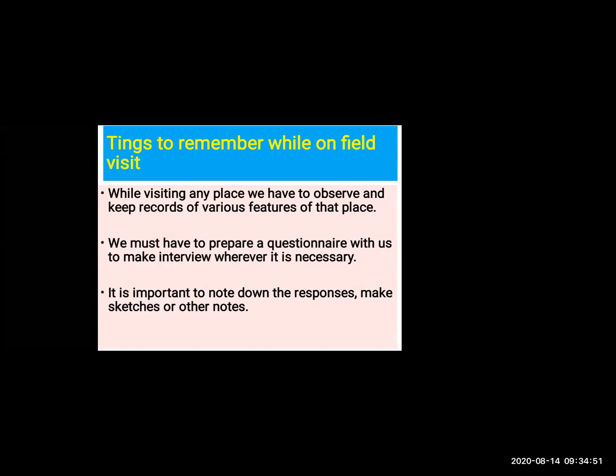The first thing that we have to keep in mind is, while visiting any place, we have to observe and keep records of various features of that place. The place which you have chosen for field visit, when you go there, you should observe why you go there and what information you have to collect. You also have to keep records. That means you have to take notebooks with you, and whatever is important, you have to write down.